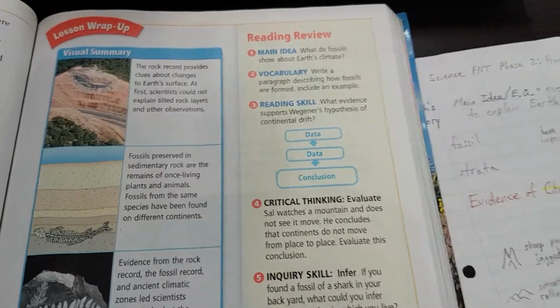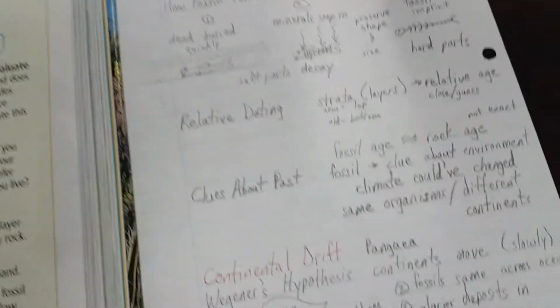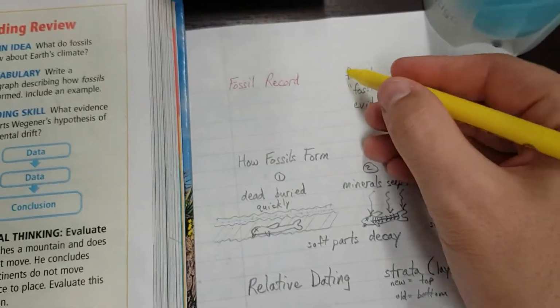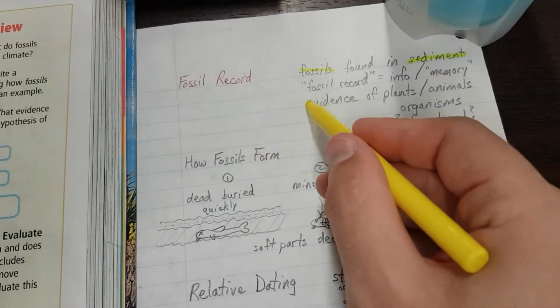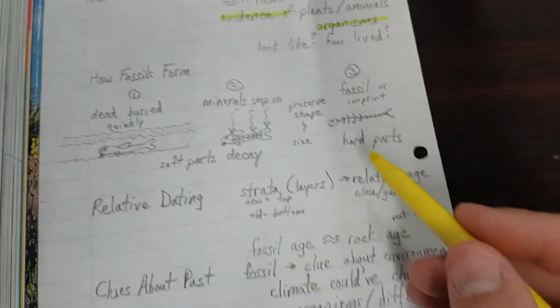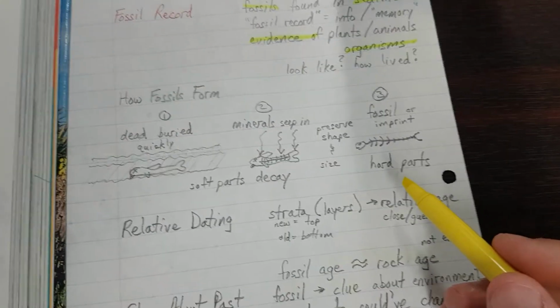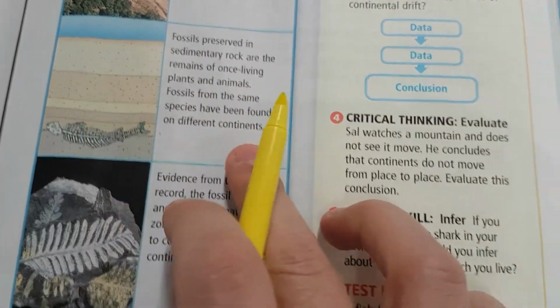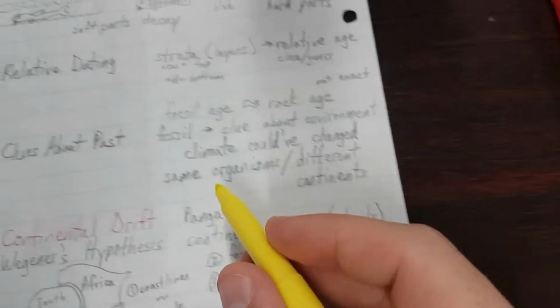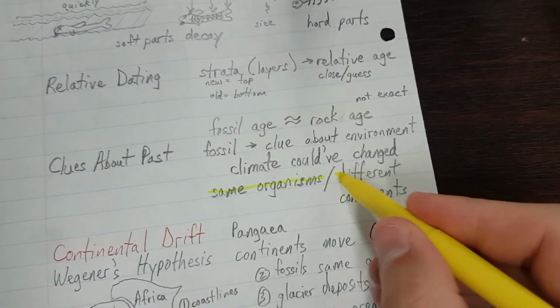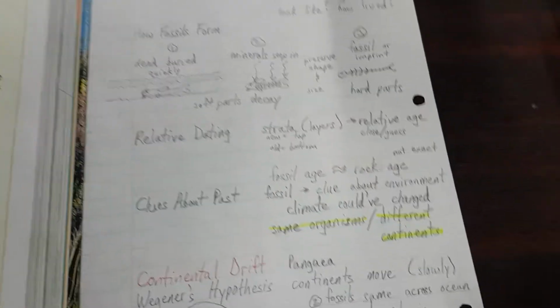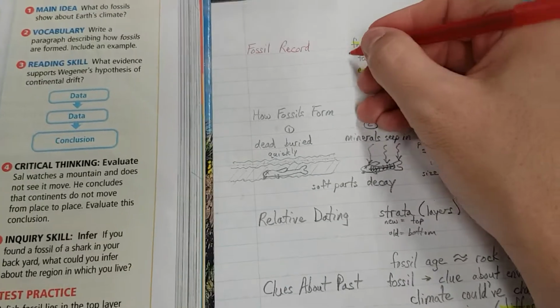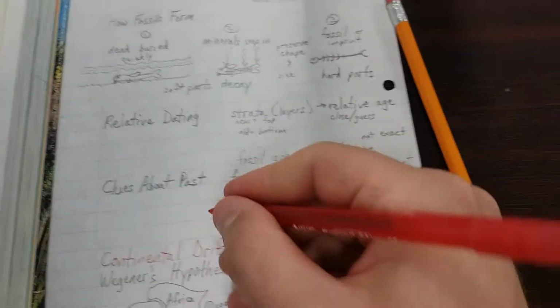Okay, next up, fossils preserved in sedimentary rock are the remains of once living plants and animals. Okay, we flip it over to fossil record. So fossils, they're found in sedimentary rock. They are evidence of organisms. Fossils from the same species have been found on different continents. Okay, same organisms, different continents. That was all the way down here in clues about the past. Good.